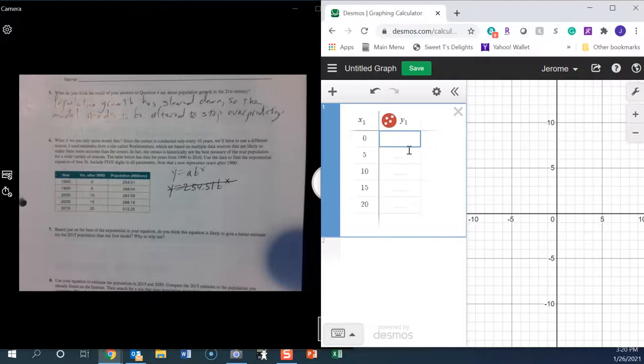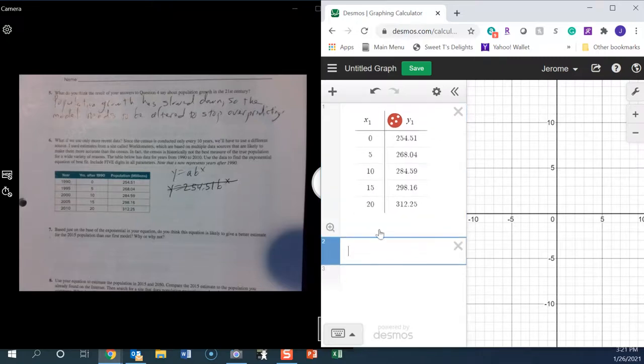Now we have 254.51, 268.04, 284.59, 298.16, and 312.25. All right, so now we have all of our figures in. So we can use the calculator to determine the exponential growth.